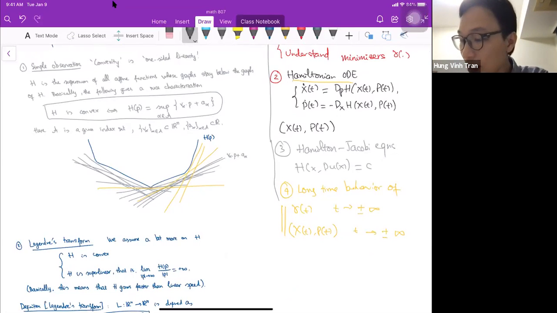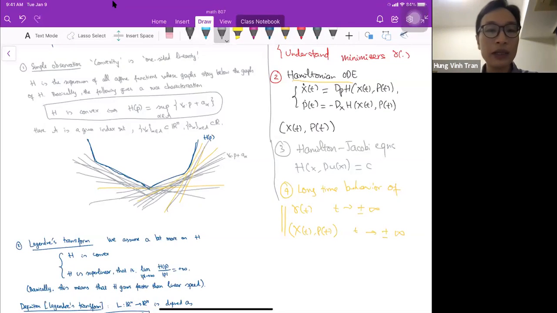Okay, but when you have a convex function like this, so if H of P is a convex function, then if you try to draw all the supporting hyperplanes, or all the affine functions below it, they're just going to stay below the whole graph. Essentially you can think of the convex function as the envelope of all the affine functions below it.